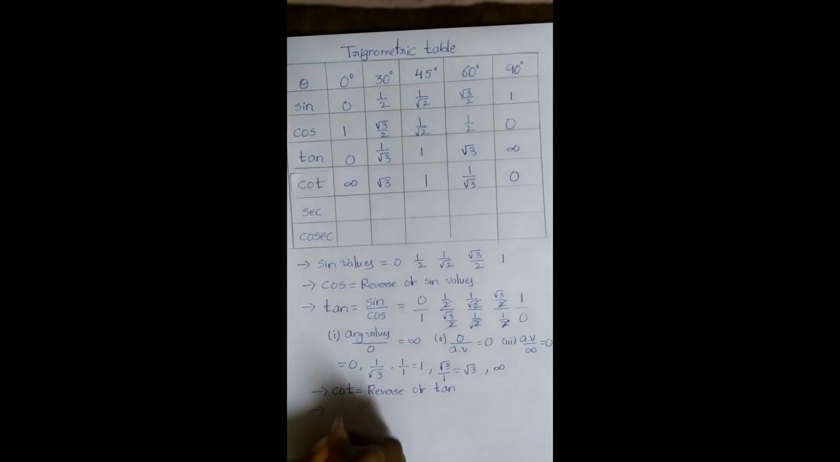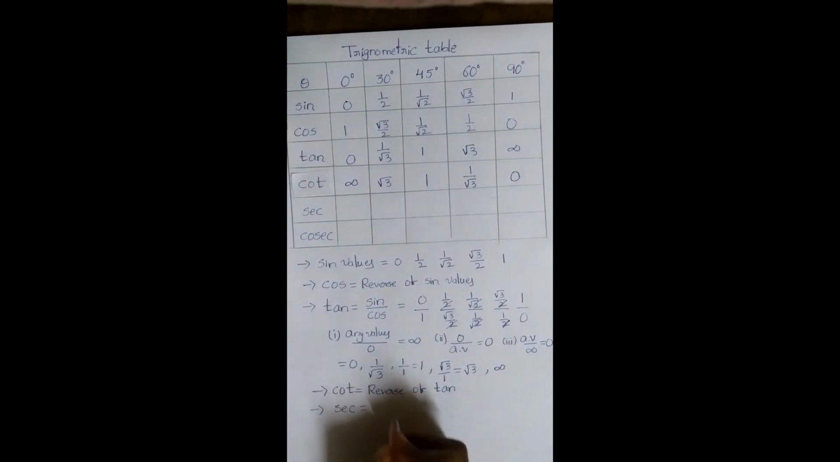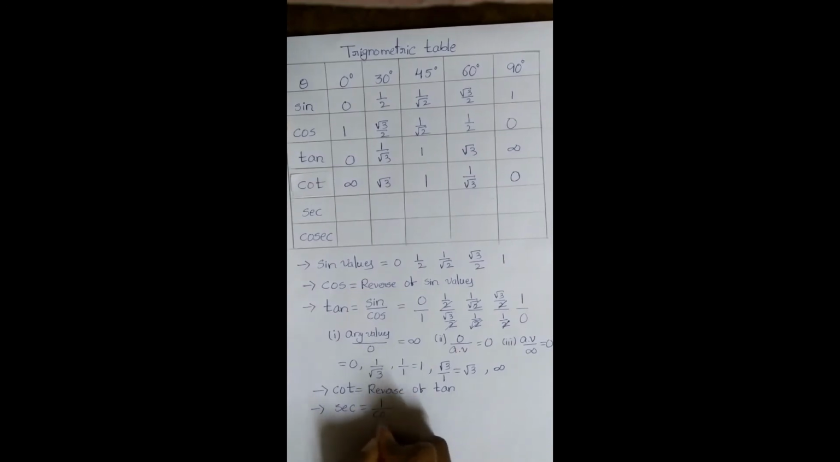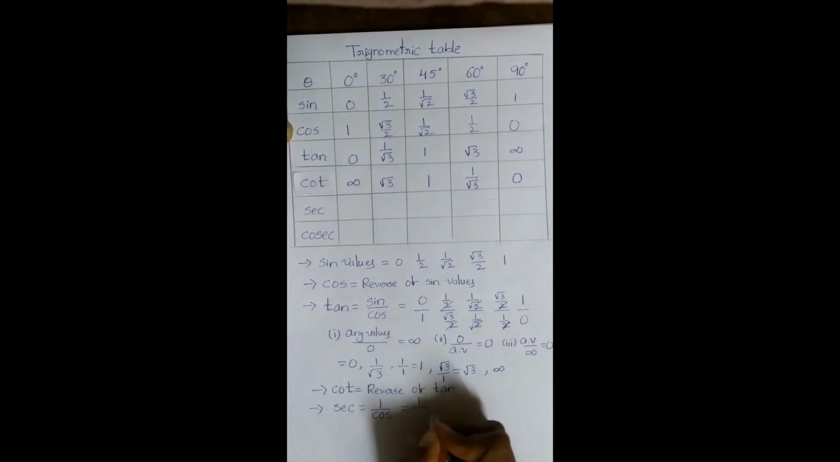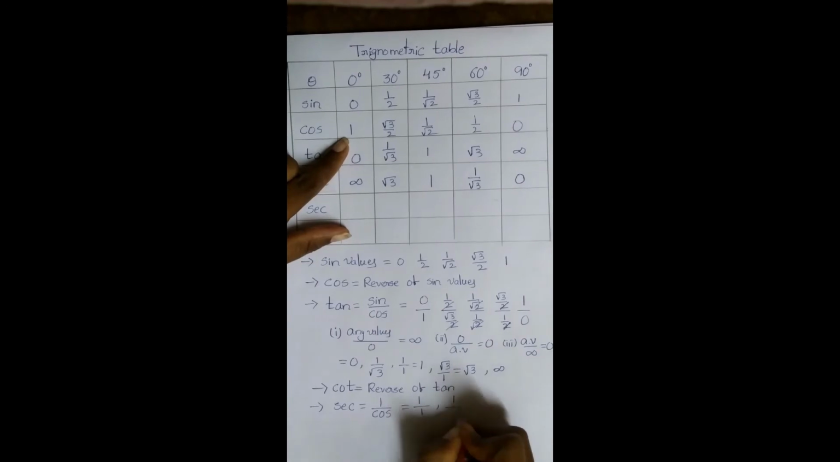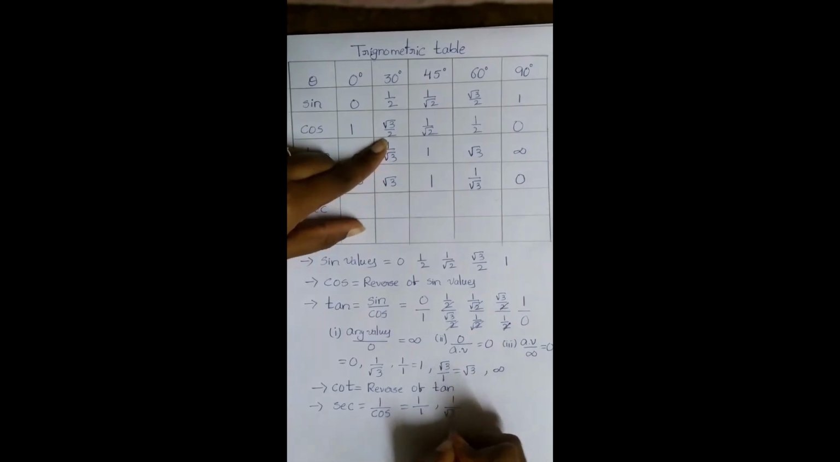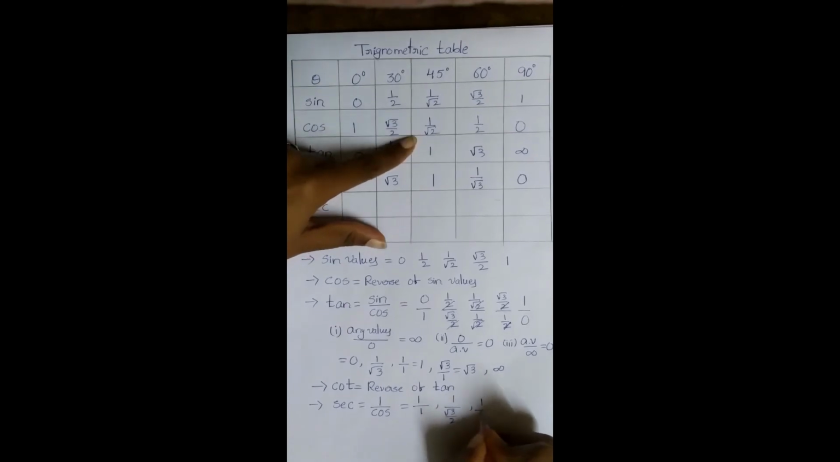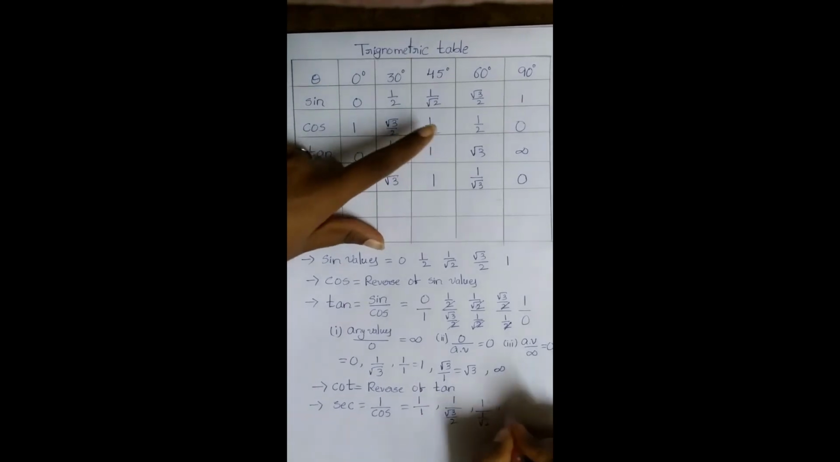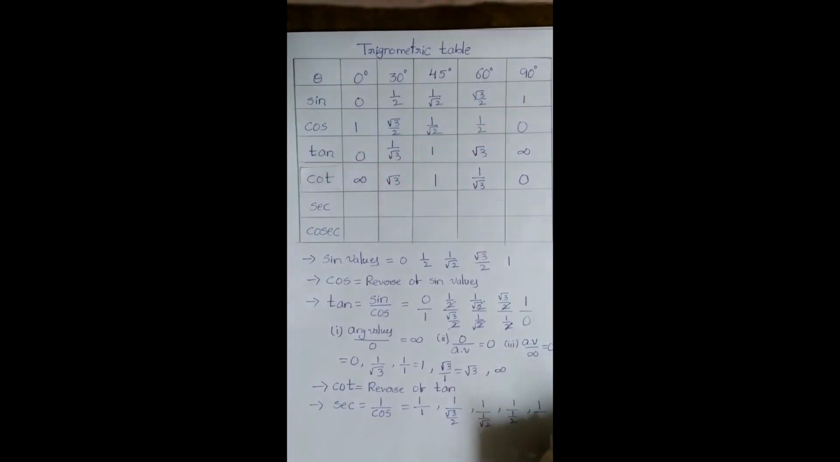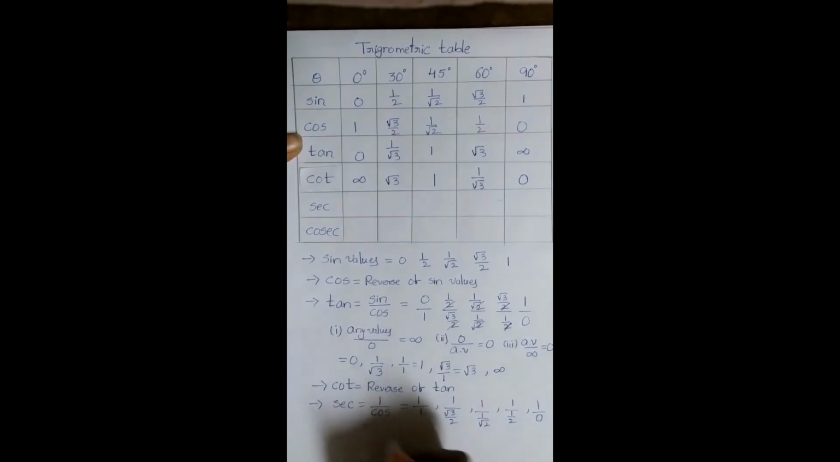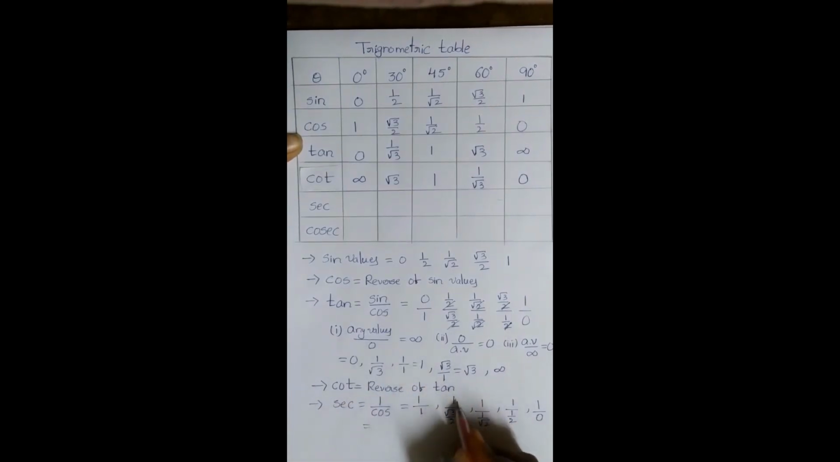Next come to the secant. We have one formula for secant, that is 1 by cos. Already we know the cos values from the trigonometric table. Write here 1 by cos 0 is 1, and 1 by cos 30 is root 3 by 2, and 1 by cos 45 is 1 by root 2, 1 by cos 60 is 1 by 2 and 1 divided by cos 90 is 0. So 1 by cos equals 1 by 1, 1 by root 3 by 2, 1 by root 2, 1 divided by 1 by 2 and 1 by 0.